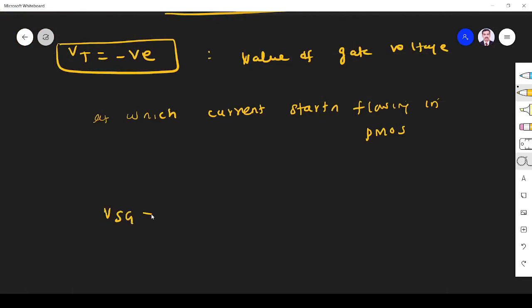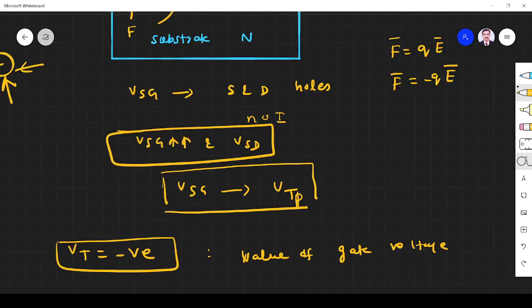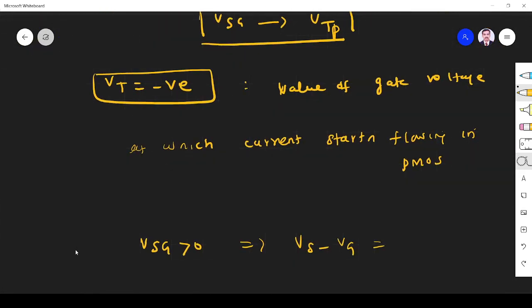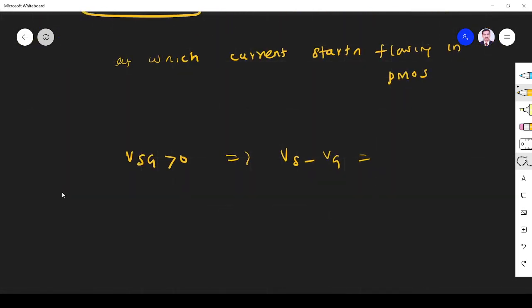Okay, so these are all the points we have to remember, and you see VSG must be greater than 0. VSG must be greater than 0 indicates what? VSG, I can write as VS minus VG. So VG is negative, we know VG is negative for a PMOS transistor. Because when you apply a negative potential, only then are we creating the channel of holes. So VG must be negative, so VSG must be positive. That is one important point.